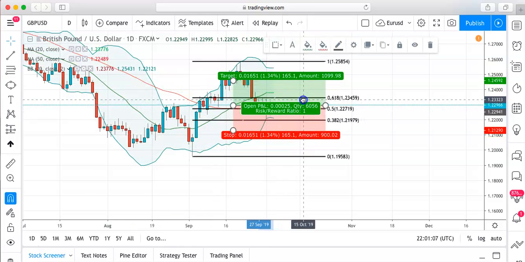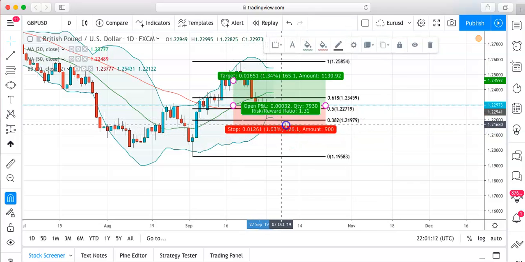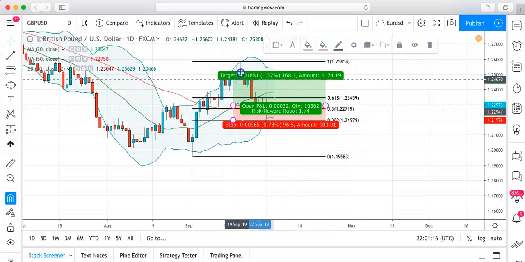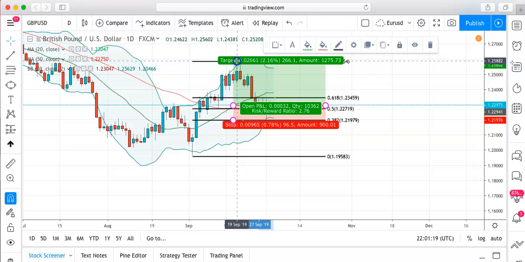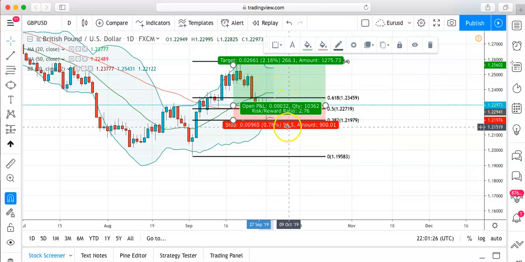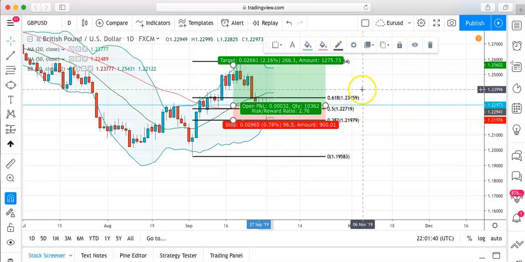So let's do this real quick. So I grab this side of the box and I'm going to put it at the 382, just like that. And my take profits are going to be all the way up here at the 100% level. Ooh, we have some money on the table. So look, where it says 96 right there, that's 96 pips. So we're risking 96 pips on this trade. And then we have a reward of 266 pips right there. So usually when I'm trading, I want a 3-to-1 risk reward ratio, and it's a 2.7.